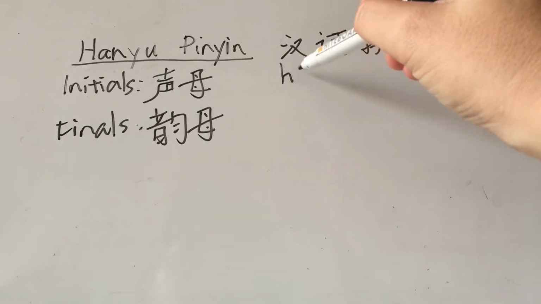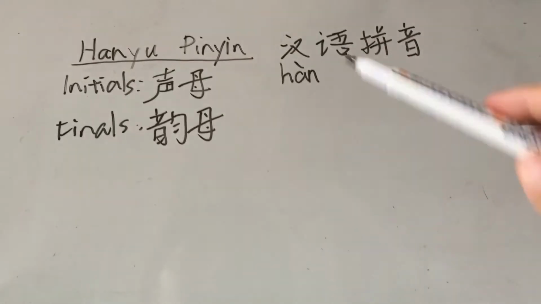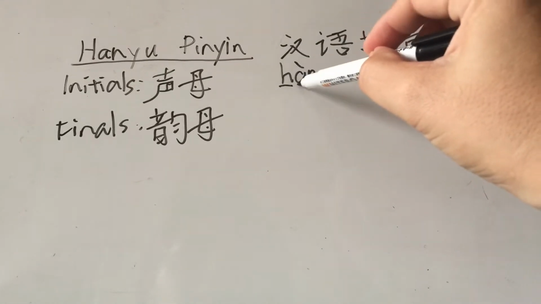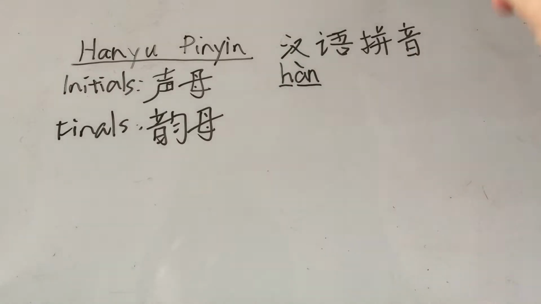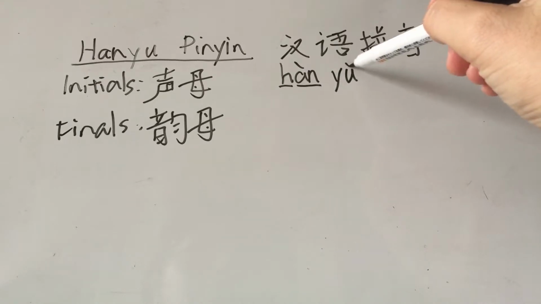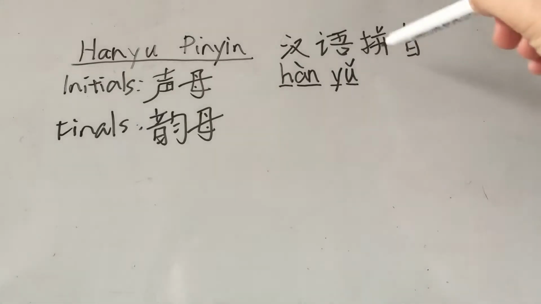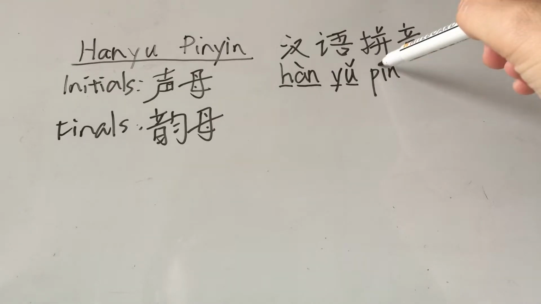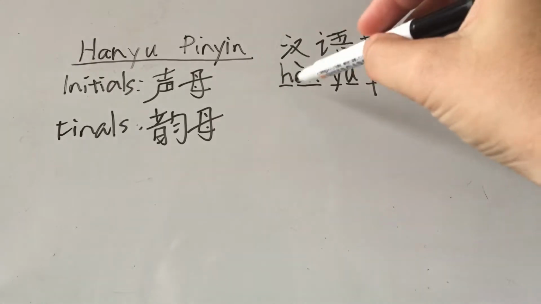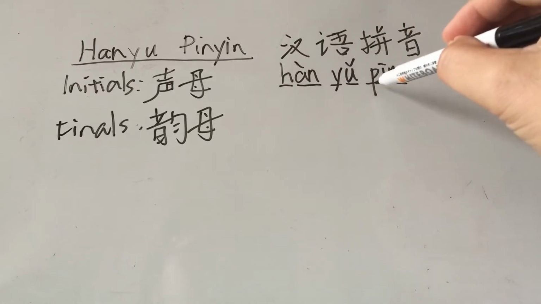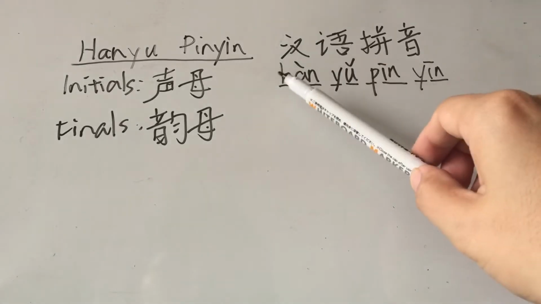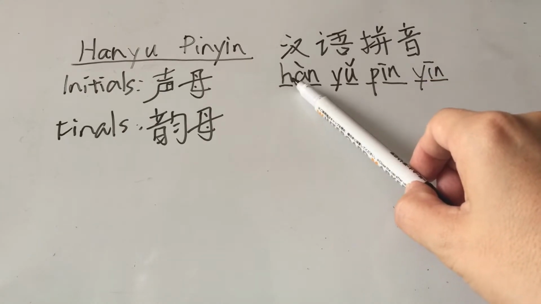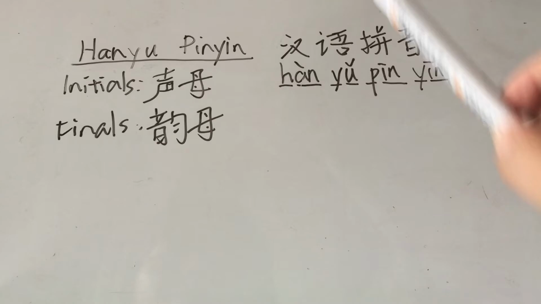For example, this Han, I'm writing in such a way. So this is the initial and the final. The one in front is called the initial, and the one behind is called the final. And Yu, this is initial and final, and this Pin, initial and final. So 声母韵母, 声母韵母, 声母韵母, and Yin, 声母 and 韵母. So first of all, we need to know that Hanyu Pinyin is composed of 声母 and 韵母.